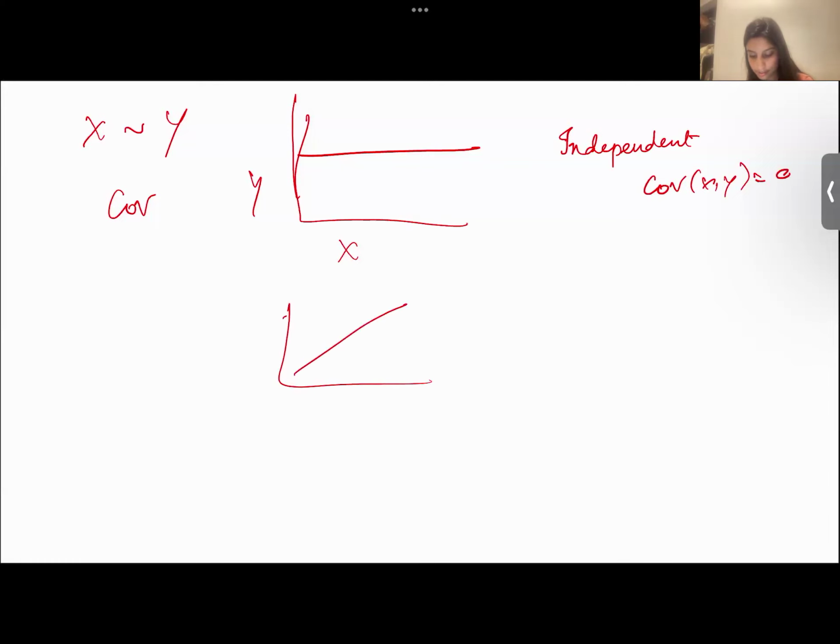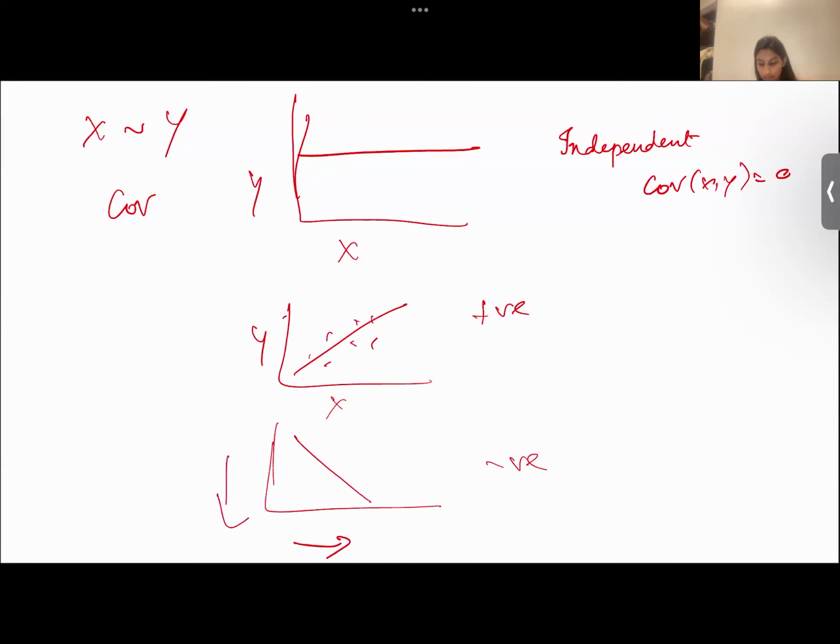If your covariance is positive, there is a positive linear relationship between X and Y. And it could also have a negative relationship, like Y could be inversely proportional to X. As X increases, Y would decrease, so it could have an opposite trend as well. So covariance just tells us the direction of the relationship, whether it's positive, negative, or no relationship.